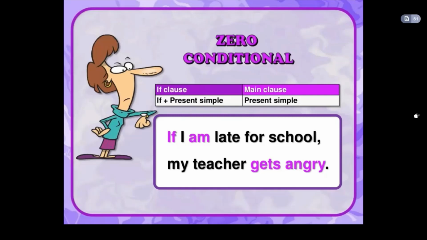The if in this conditional can usually be replaced by when without changing the meaning. For example, if I'm late for school, my teacher gets angry. It is always true. There can't be a different result sometimes. This is true maybe only for me, but it's still true that my teacher gets angry when I'm late for school.